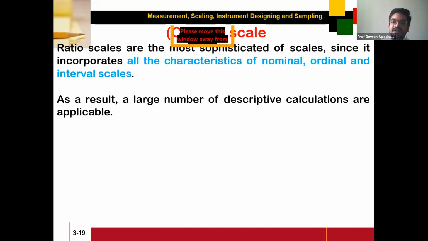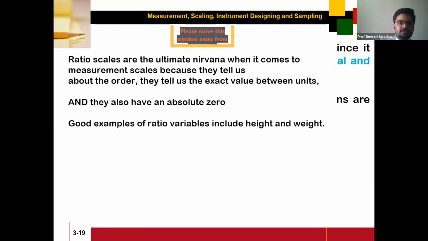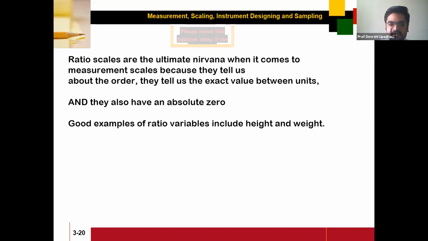So as a result, a large number of descriptive calculations are applicable, and all the descriptive statistics, or all the statistical tools that you can apply on the data, are called a ratio scale. Ratio scales are the ultimate nirvana when it comes to measurements and scales, because they tell us about the order, and they tell us the exact value between the units.